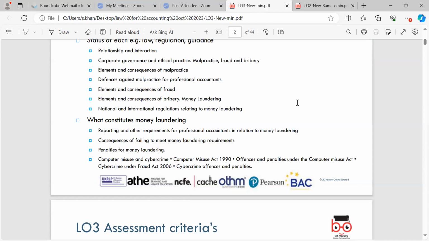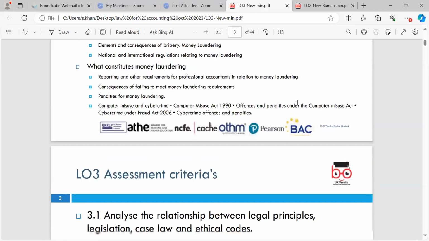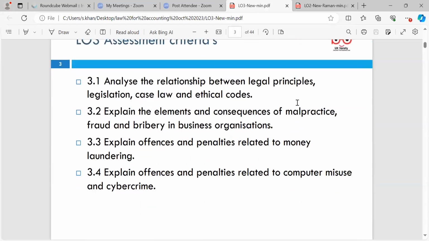and computer misuse and cybercrime, the Computer Misuse Act 1990, offences and penalties under the Computer Misuse Act and Cybercrime and Fraud Act. So learning outcomes, 3 criteria.